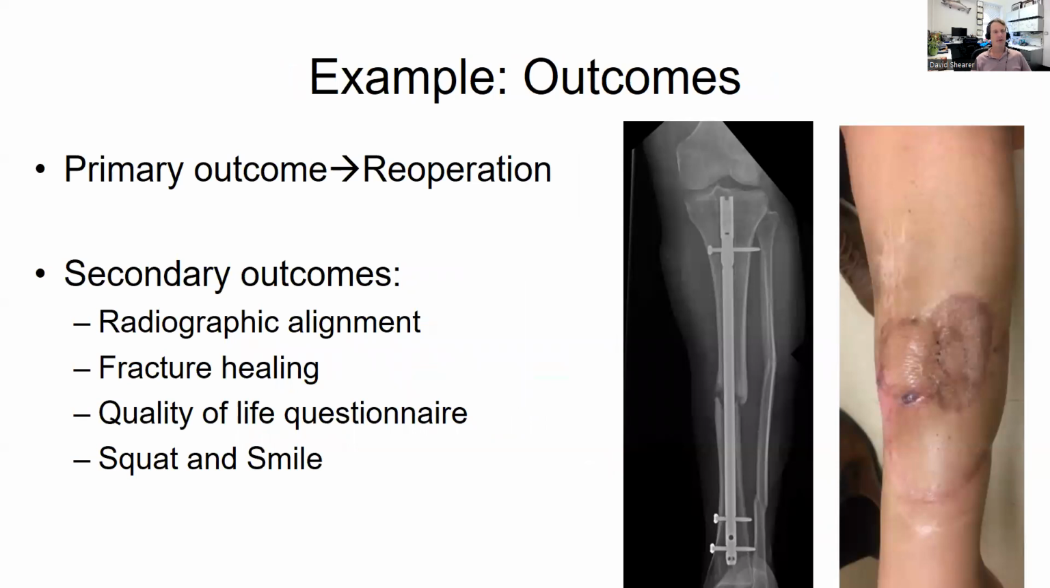So here's an example. In this study, we're going to look at a primary outcome of reoperation, but there's a number of secondary outcomes that we can look at as well: radiographic alignment, radiographic healing with the RUS score, and that again is on that biologic end of the spectrum. We can look at a quality of life questionnaire, which is getting further to the other end of the spectrum, and then have a squat and smile, which is kind of in the middle as a functional outcome.